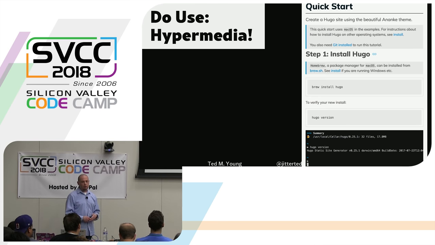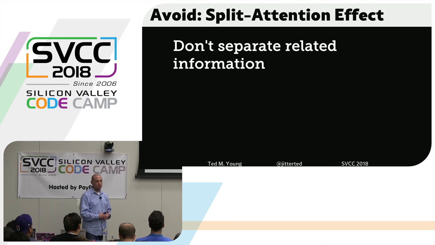Another thing to watch out for is what's called the split attention effect. And this happens all the time. You may not realize it's going on, but it happens all the time, even in the tools that we use. What you want to avoid is having to look at one place for some information, go back to another place to do something, then go back to the first place to find out more information, then go back to the other place to do something. That's split attention, and that shifting back and forth is really, really hard.